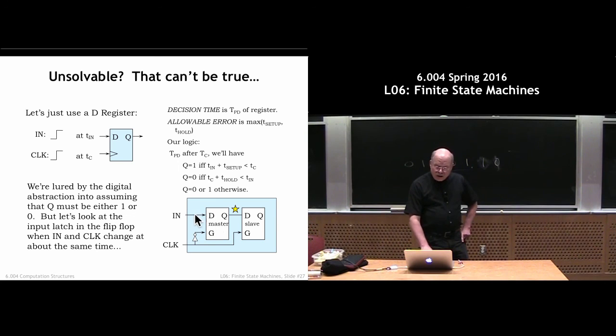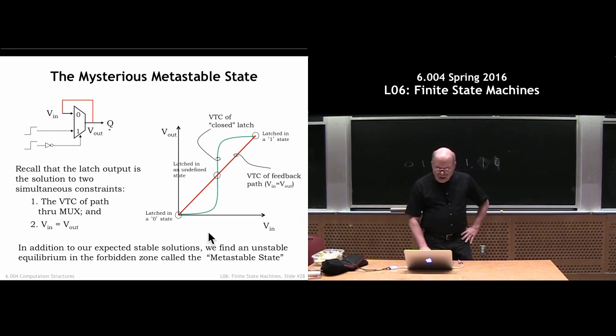As it turns out, there are situations that can arise where, depending on when in is changing and when the gate signal, or in this case the clock signal, changes, we can get a third type of output that's neither a 0 nor a 1. And that has to do with this magic third solution to the voltages on this feedback loop. We had this feedback loop, remember? And this is the voltage transfer curve of V in versus V out of this feedback loop, of the logic inside of the mux.